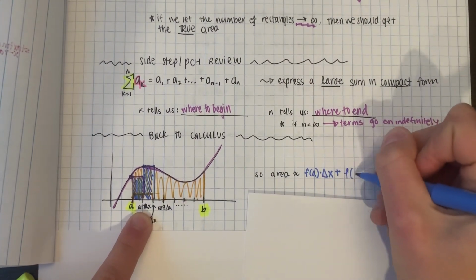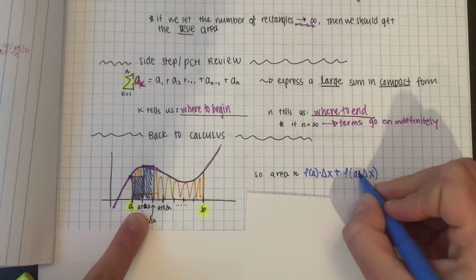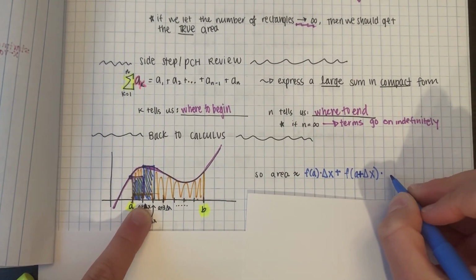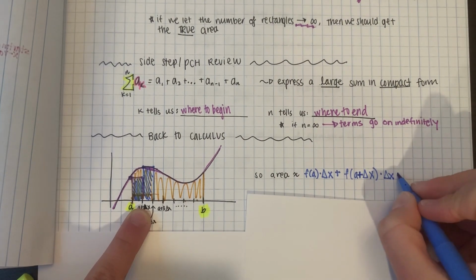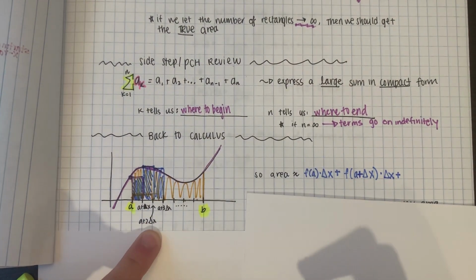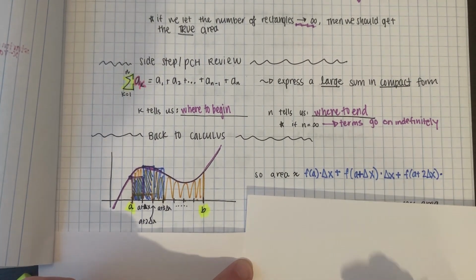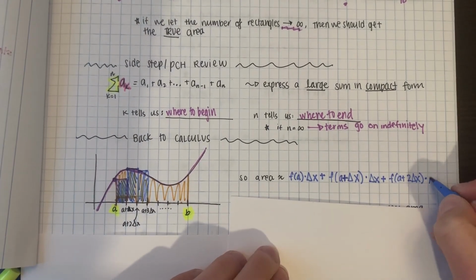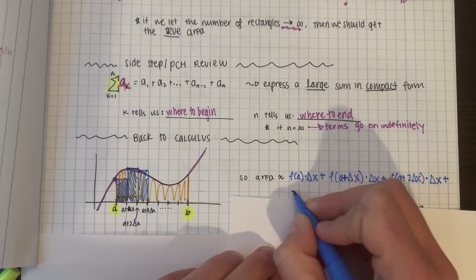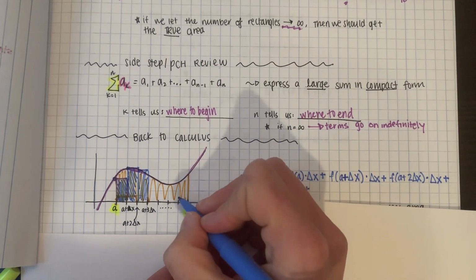Our height would be the value at a plus delta x. That's f of a plus delta x times the width, delta x, plus another rectangle. Now we're using f of a plus 2 delta x as our height, times our width, which is still delta x, plus, and you can see I'm running out of room on my paper. So this is going to go on forever until we hit the last rectangle.